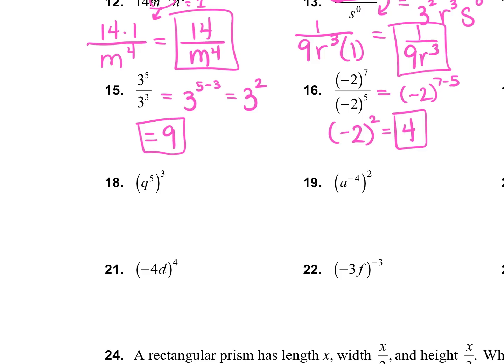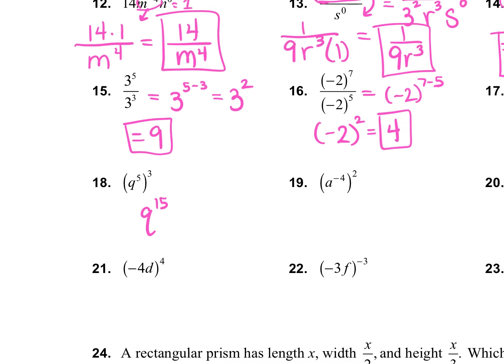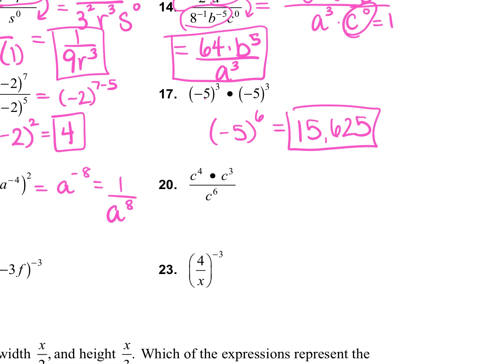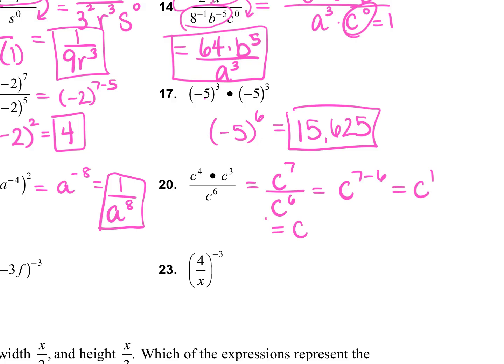Then power to a power rule, we're going to multiply. Same deal here, power to a power rule, we're going to multiply: 1 over a to the 8th. Here, we're going to add on the top, c to the 7th, and then we're going to subtract c to the 1st, which is just c.